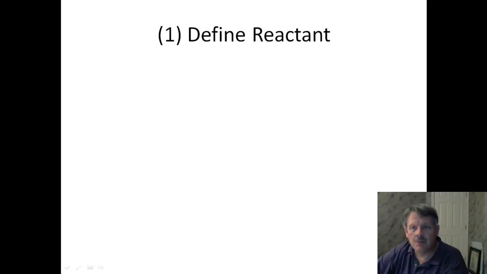Define reactant. It's something that exists at the beginning of the reaction. For example, if I were in my car, there's gasoline. After I've driven it, there isn't gasoline. Gasoline's a reactant. So it's something that is there at the start of the reaction.